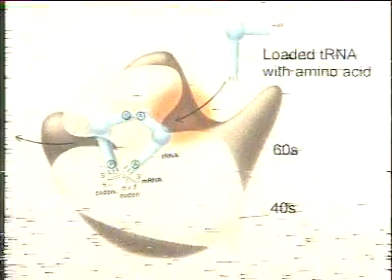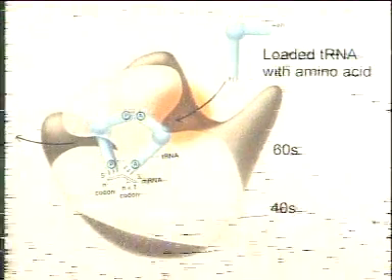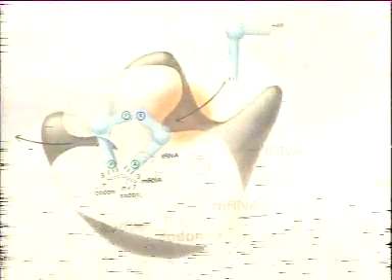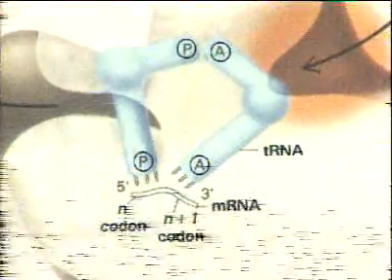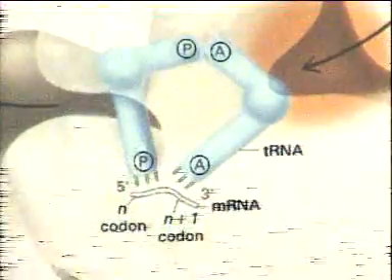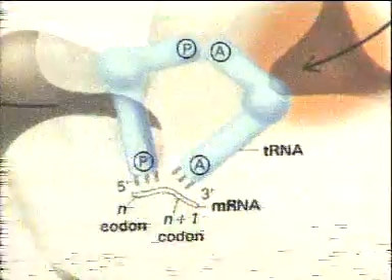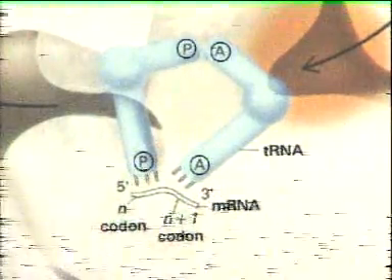Now, the large subunit of a ribosome has basically two sites: the aminoacyl site, designated as A, and the peptidyl site, designated as capital P. The P site has an enzyme, peptide synthetase, on it.